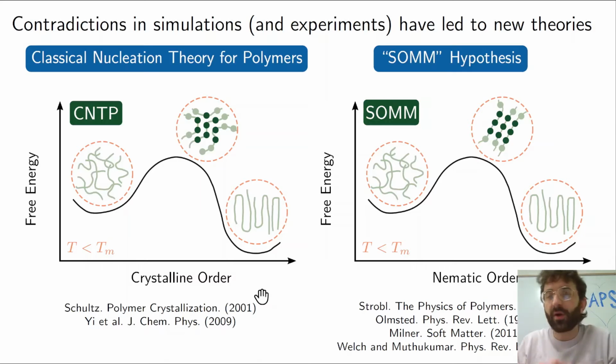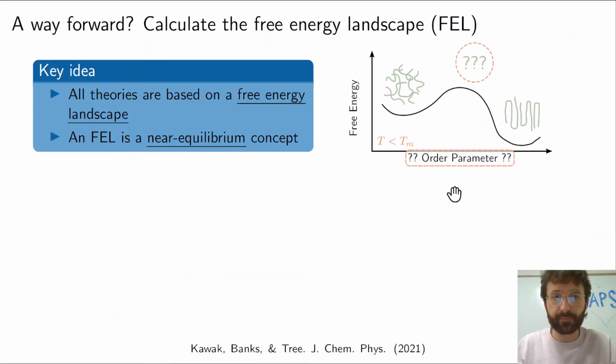Now, the opposite, or perhaps more modern way of looking at this, is through the SOMM hypothesis that says that it's not crystalline order that's important, rather it is nematic order, again, which means how polymer chains align, and it is what forms the transition state. So we believe that we can study this.